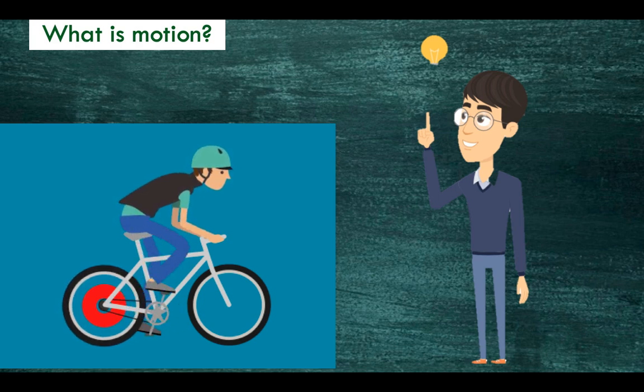When you ride a bike, you push the pedals. If you push harder, the bike goes faster. When you turn the handlebars, the bike changes direction.